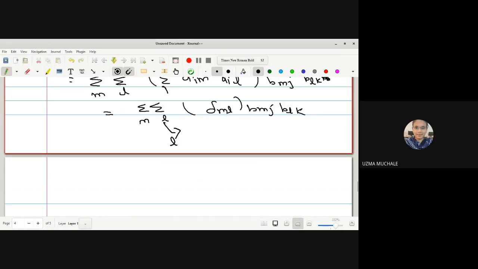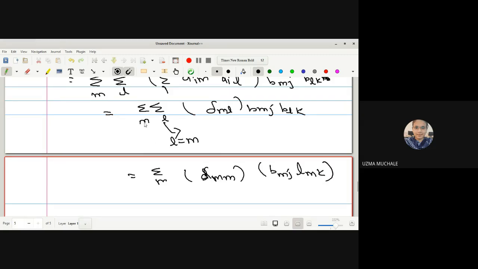After running l, somewhere I will get l equal to m. Wherever l is there, you have to put m. So we can get delta mm. Here also Bmj Bmk. Right? After running the summation, somewhere l equals m.